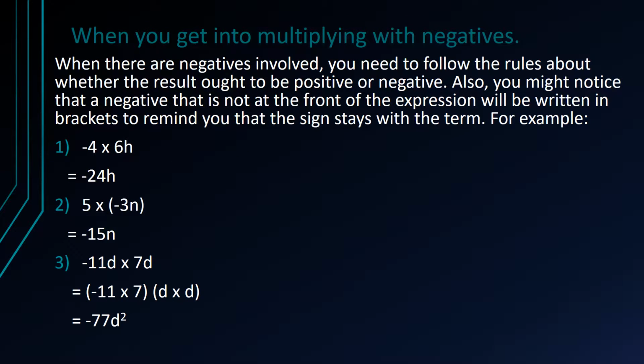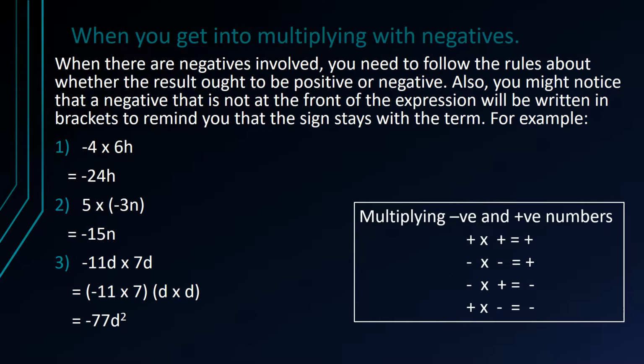So let's have a look at when you get into multiplying with negative numbers. When there are negatives involved, you need to follow the rules about whether the results ought to be positive or negative. And I've just popped them down in the corner here. So if you're multiplying a positive number by a positive number, your answer is going to be positive. If you're multiplying a negative number by another negative number, your answer in that case is also going to be positive. If you're multiplying a negative number by a positive number, in any order, your answer is going to be negative. Also, you might notice that a negative that's not at the front of the expression will often be written in brackets to remind you that the sign stays with the term.